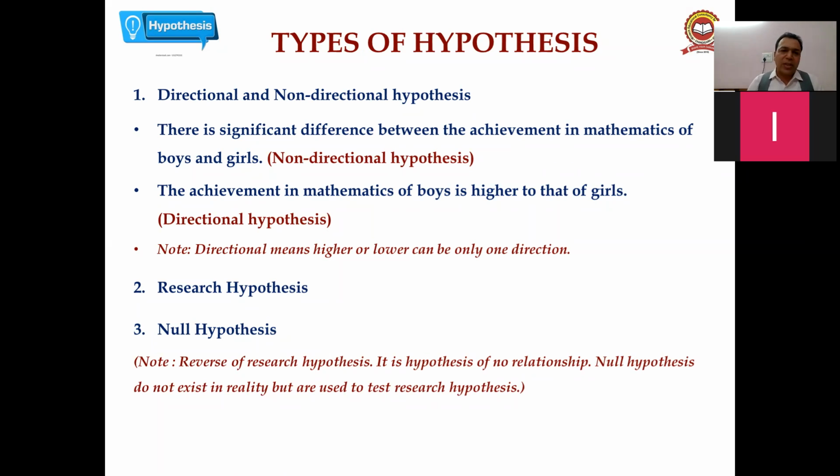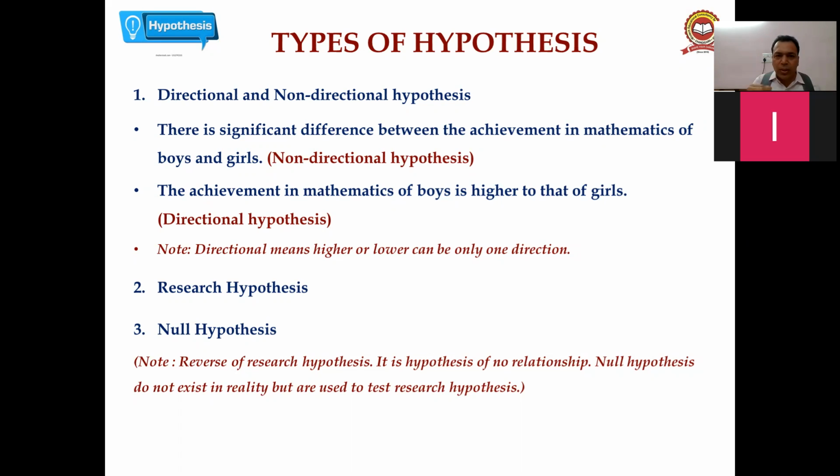One is directional and non-directional hypothesis. Okay, some hypotheses are directional, some are non-directional. How will we come to know? When a research topic talks about higher or lower, meaning it is talking about one direction, this is called the directional hypothesis. For example, the intelligence level of girls is higher than that of boys. So we are talking about one direction. This is a directional hypothesis.